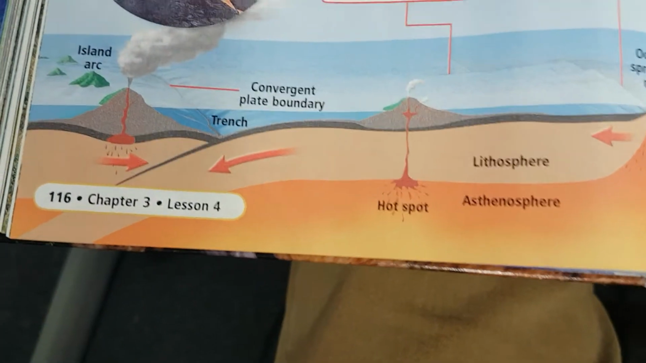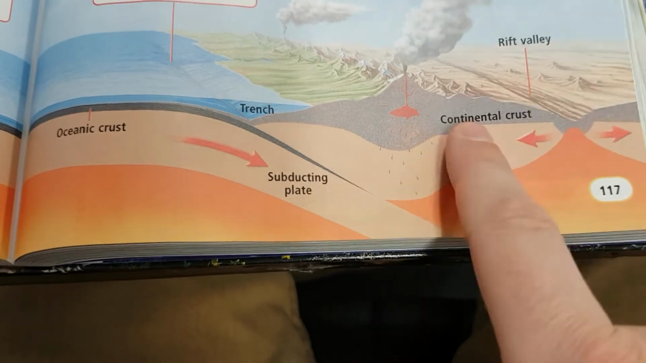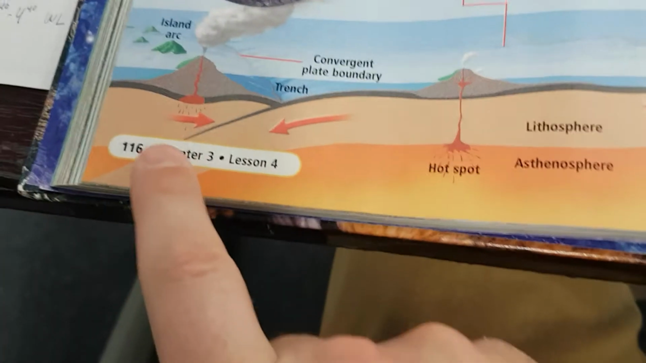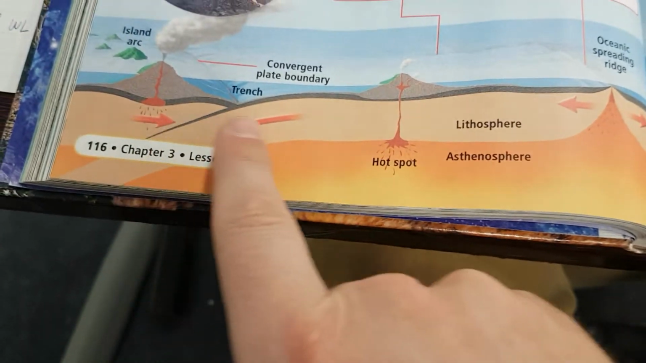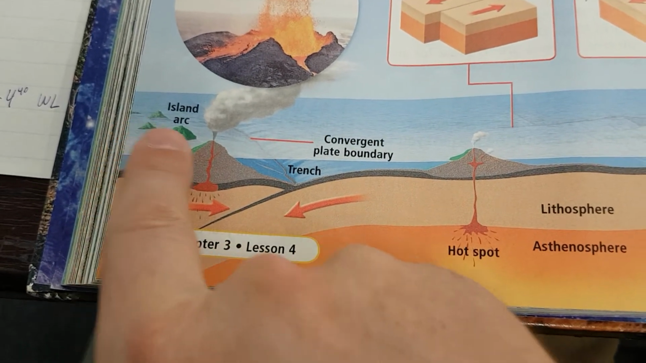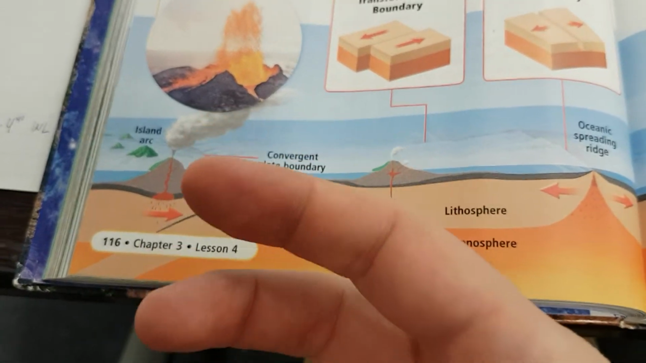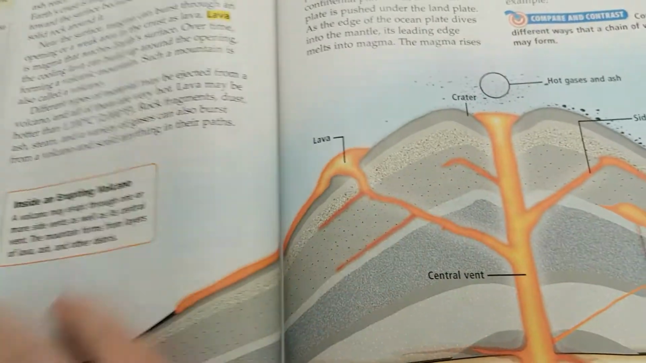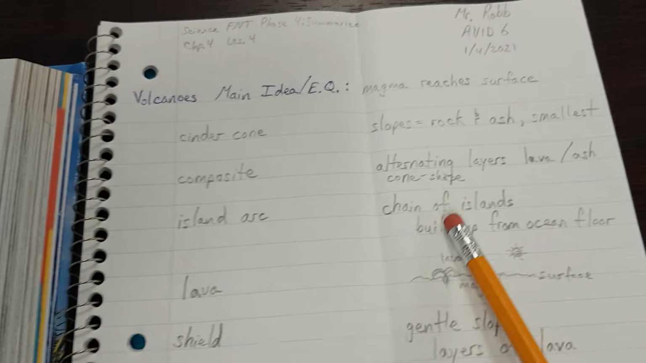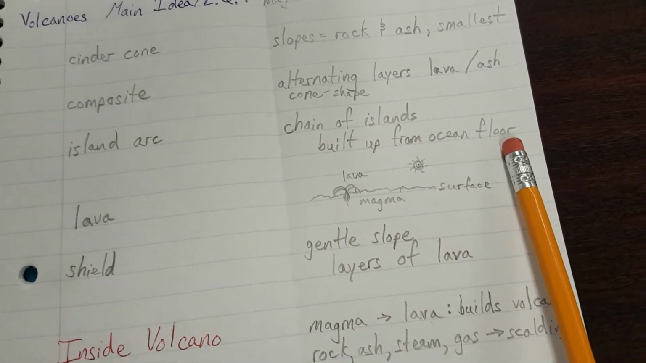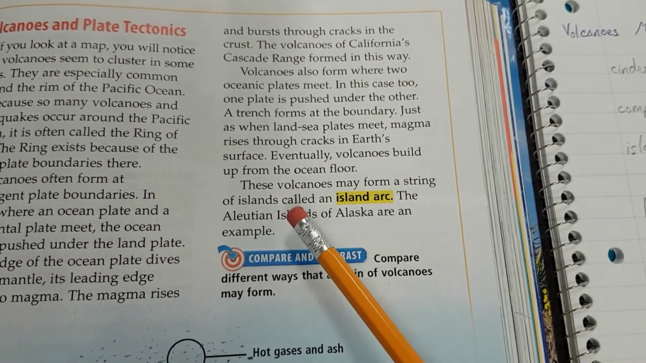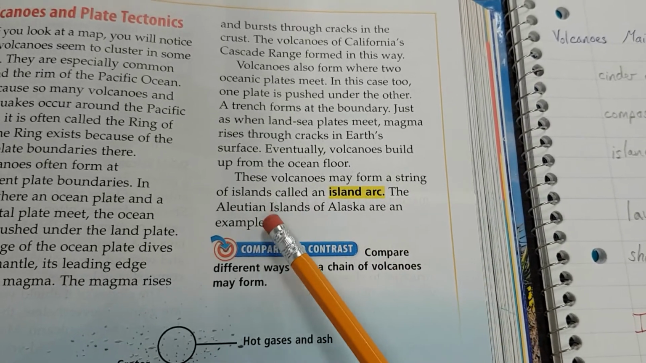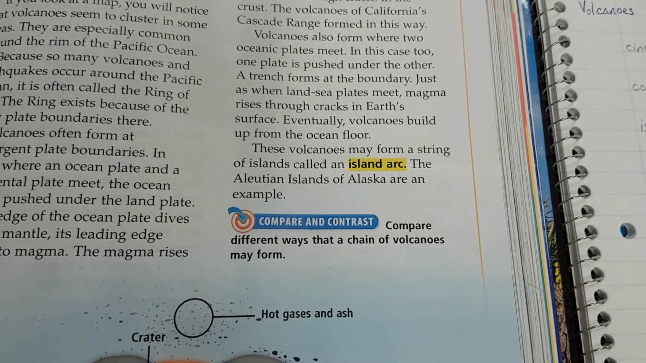Okay, so let's go back to that page. What was it? 116. Two plates are coming together just like here, but one of them is not continental. They are both oceanic. They're both under the water. So you get a trench underwater, and you get an island arc forming where it builds up over time and eventually comes up past the surface of the water. So a chain of islands is built up from the ocean floor. Okay, we said all of that here. The Aleutian Islands of Alaska are an example.